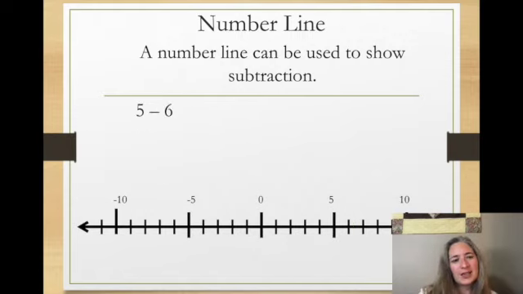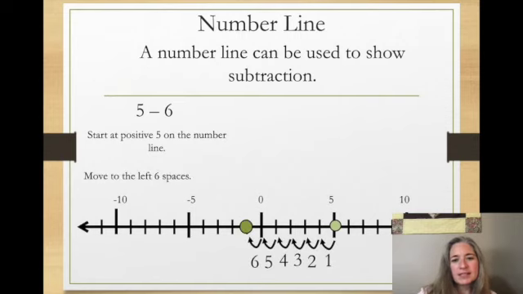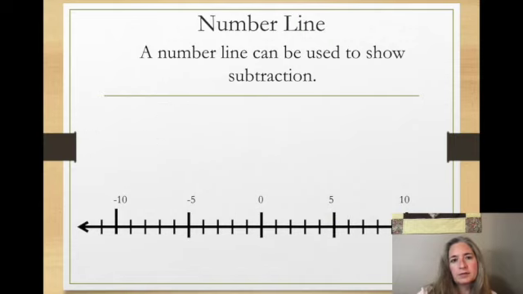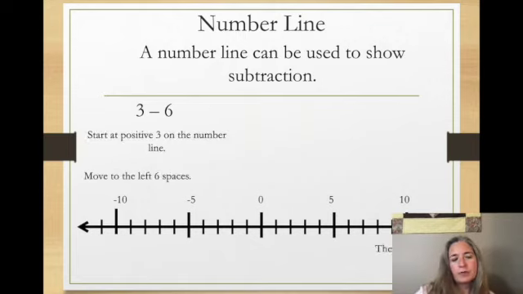So let's try another one. Again, 5 minus 6. I'm going to start at 5, and then I'm going to move left 6 spaces. And our answer will be negative 1. How about 3 minus 6? Yep, we start at positive 3. We move left 6. So your answer would be negative 3.